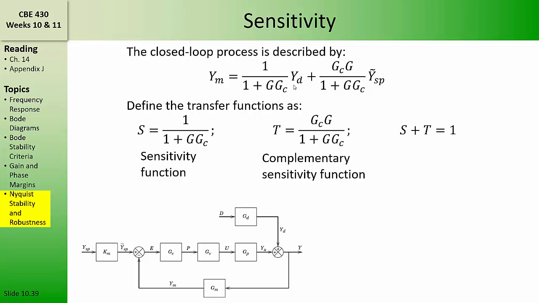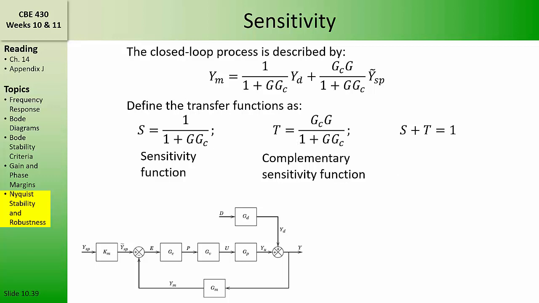The transfer function multiplying y sub d, that is, the response of y sub m to disturbances, we call the sensitivity function, S. And the transfer function multiplying y sub sp tilde, that is, the response of y sub m to set point changes, we call the complementary sensitivity function, T. The reason that T is called the complementary sensitivity function is because, as you can see here, the sum of S and T should equal 1. So T is the complement of S.